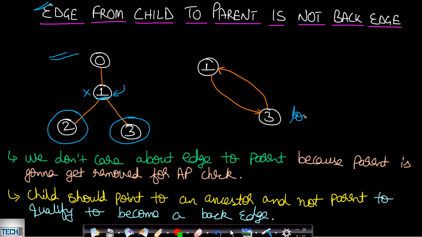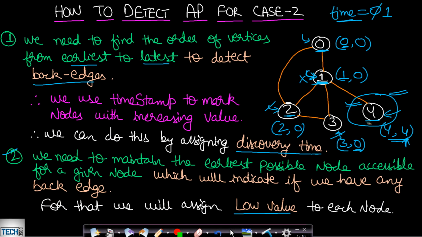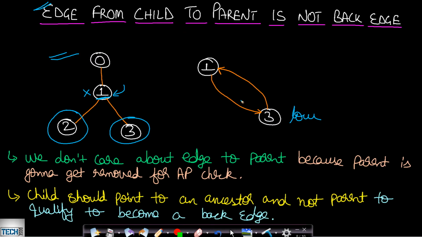But if you consider the low values, which I already explained here, the low value of 4 was equal to 4 and it was not equal to the discovery value of this 1, which is 1. Okay, so this we did not assign because we are checking if the parent is an articulation point. So actually we are assuming that it is getting removed, and that is why we will not be updating the low values of this 3 using its parent, because the parent is assumed to have been removed. So we don't care about the edge to the parent because the parent is going to get removed for the articulation point check, like I had shown in the simple approach. It will not actually be removed, we will just be assuming it to be removed.